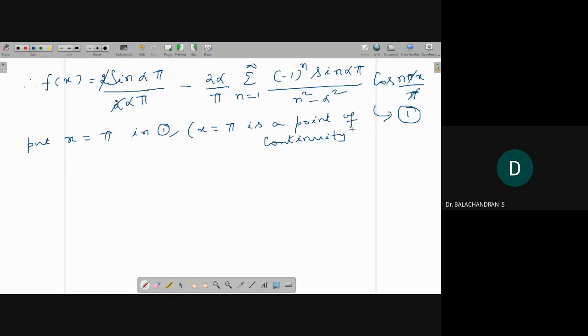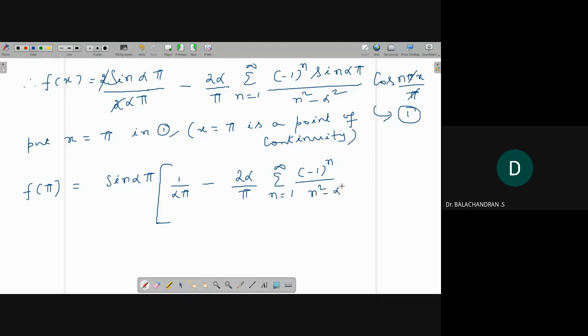And hence the sum of the Fourier series is equal to f of pi, that is equal to sine alpha pi. Here also I have sine alpha pi, here also I have sine alpha pi. I took sine alpha pi common. Remaining you have 1 by alpha pi minus 2 alpha by pi, summation n equal to 1 to infinity, minus 1 whole power n into sine alpha pi. I will take outside, divided by n square minus alpha square, cos n pi. Cos n pi is minus 1 whole power n.